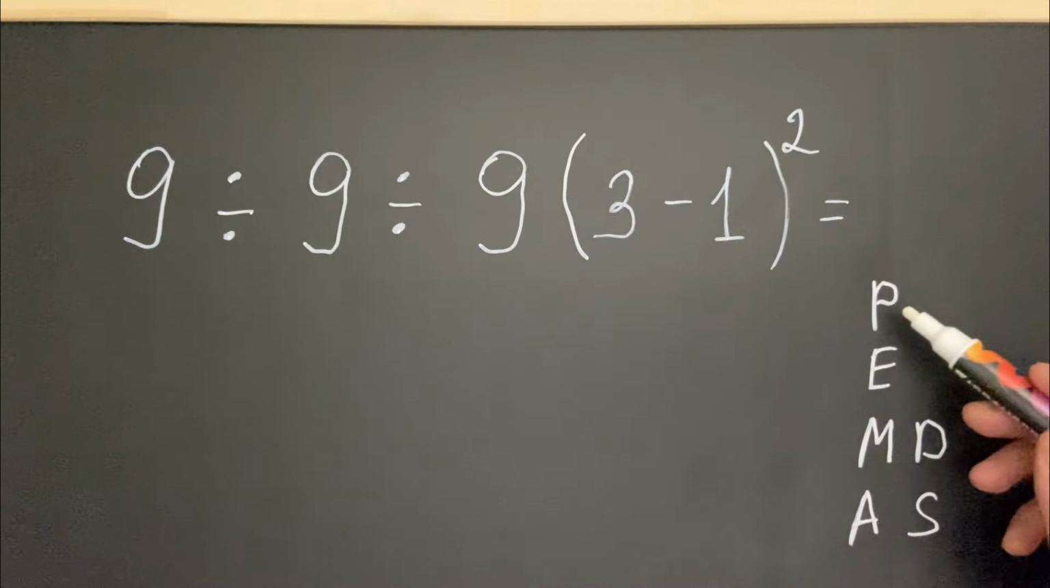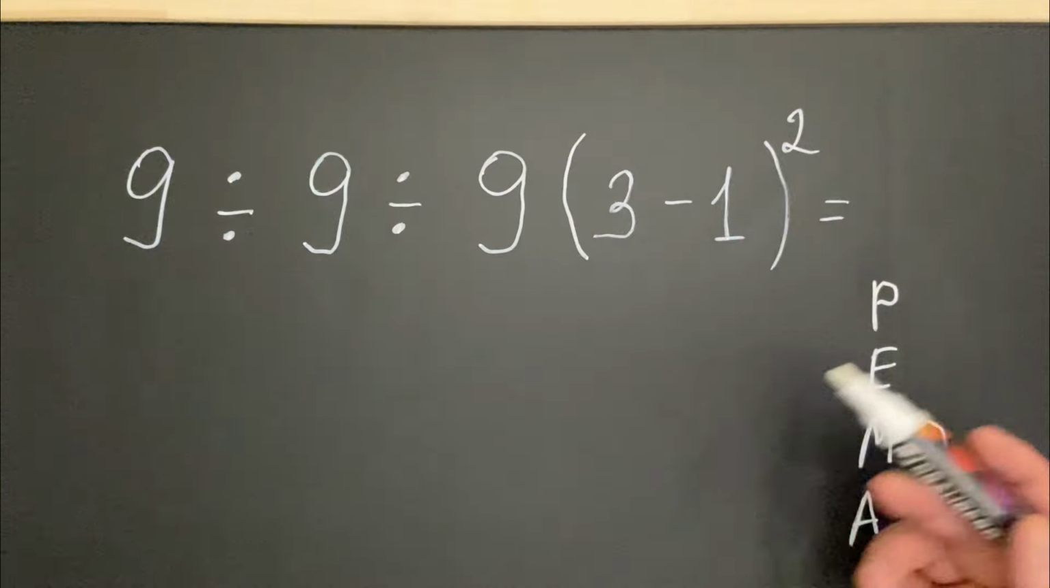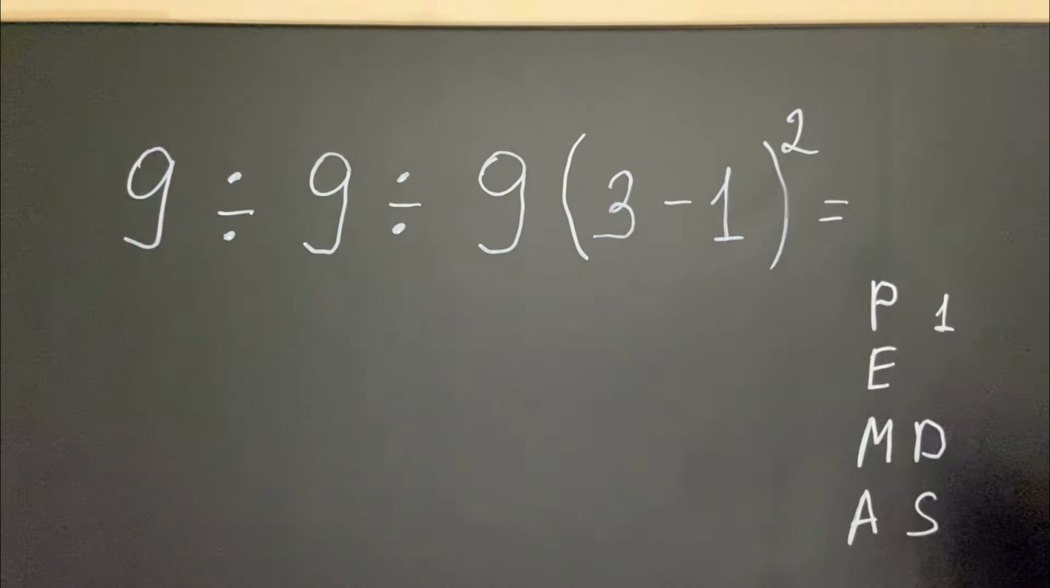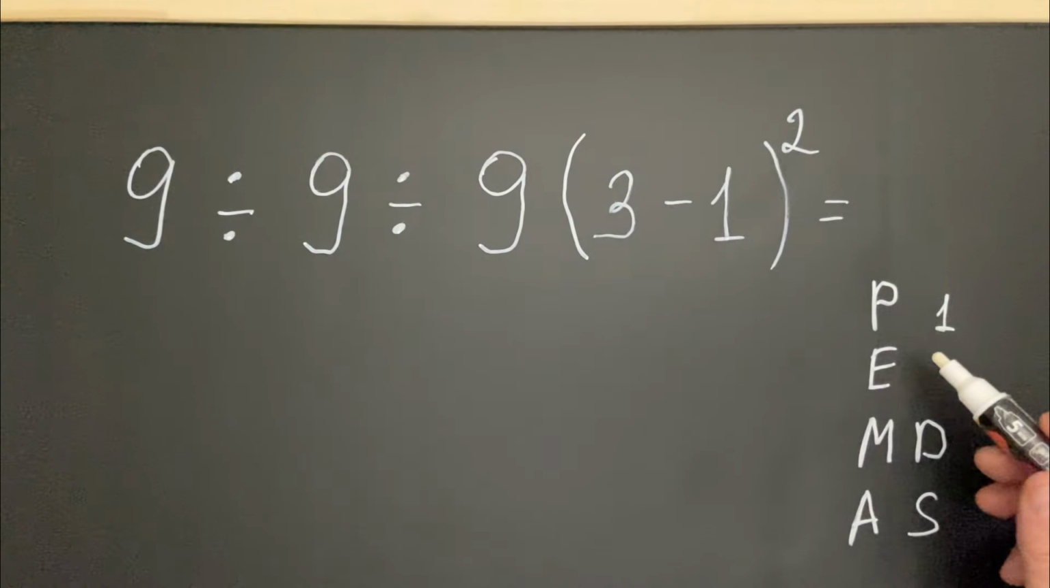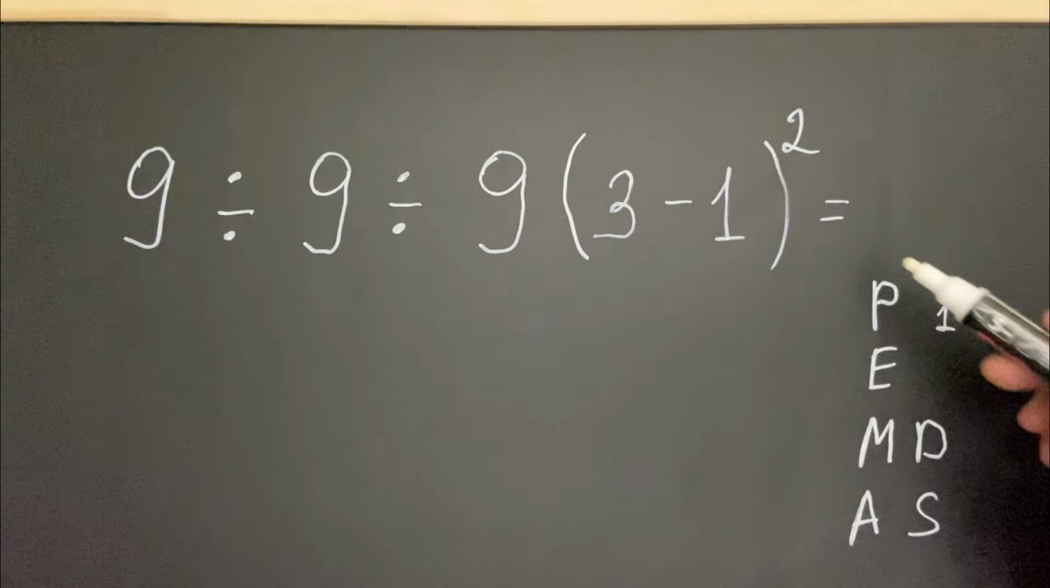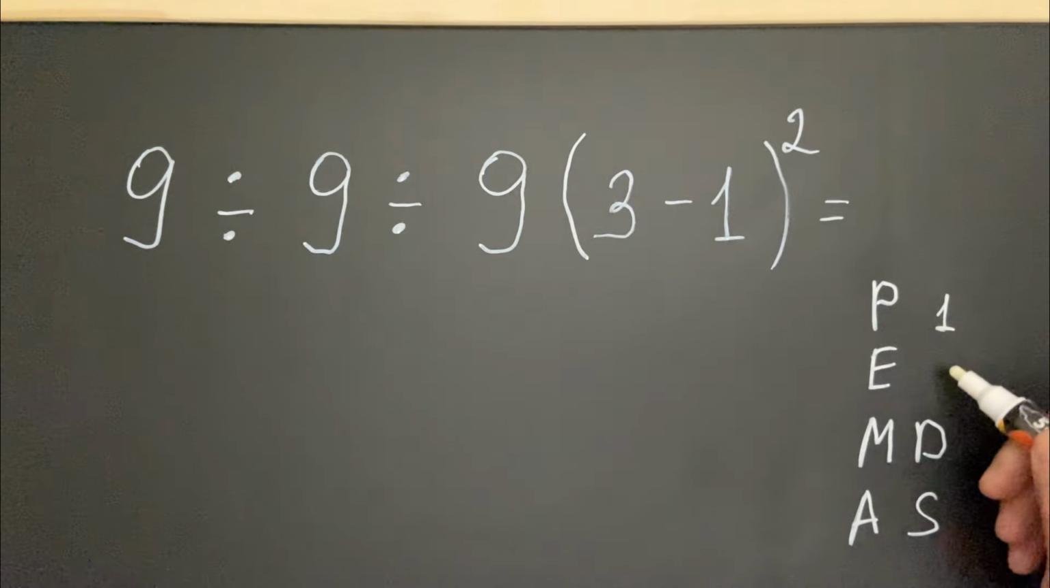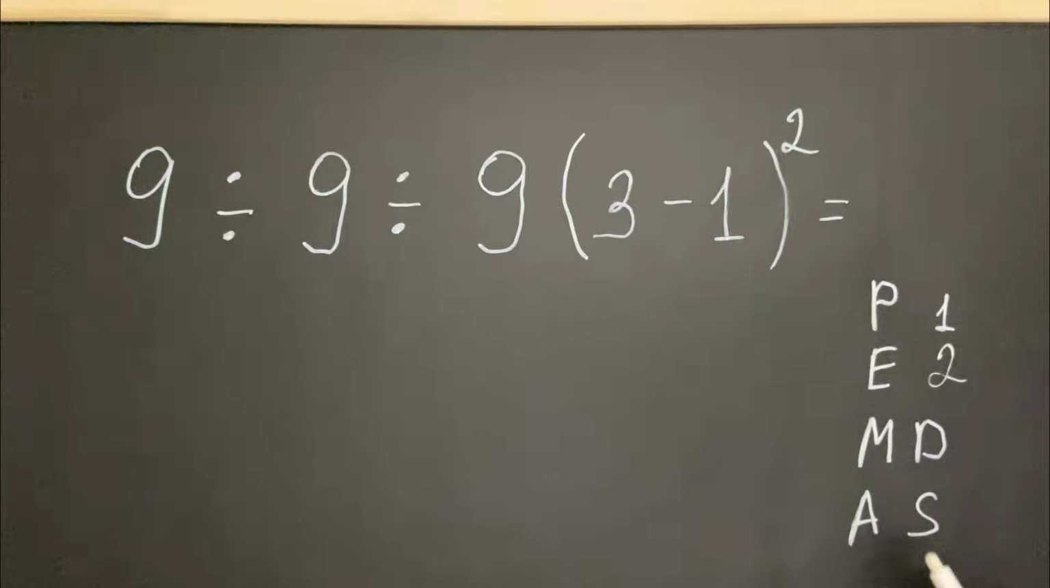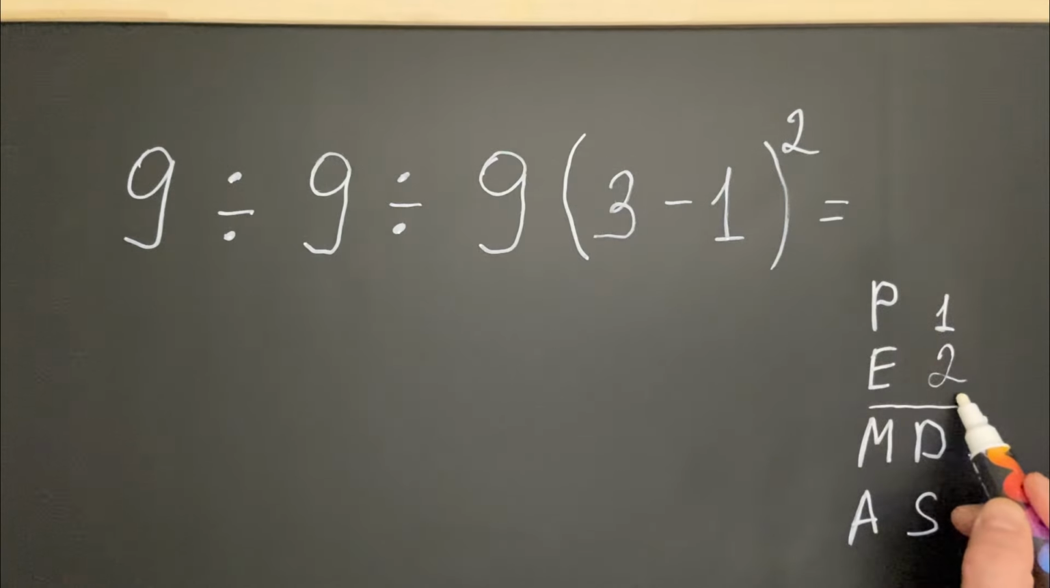In PEMDAS, P stands for parentheses, so it must always be done first. E stands for exponents. Here we have exponents, so after solving the parentheses, we do exponents second. M and D stand for multiplication and division. They must be done third, but what's important is that they are done from left to right.